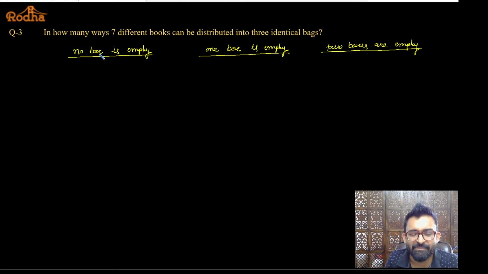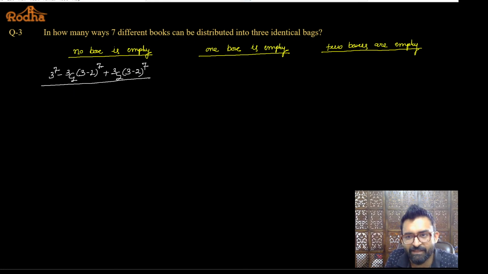When no box is empty, that means all the 3 boxes will have some balls. So that is 3 raised to power 7 minus 3C1, 3 minus 1 raised to the power 7 plus 3C2, 3 minus 2 raised to the power 7. Fine. And divided by 3 factorial. Why am I dividing by 3 factorial? Can you understand this?